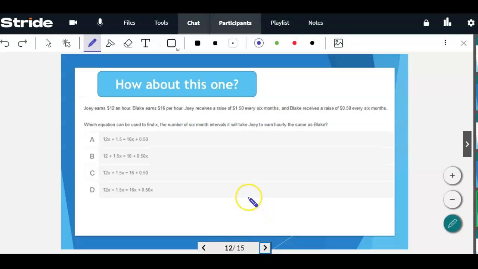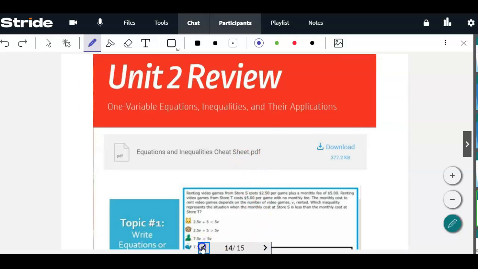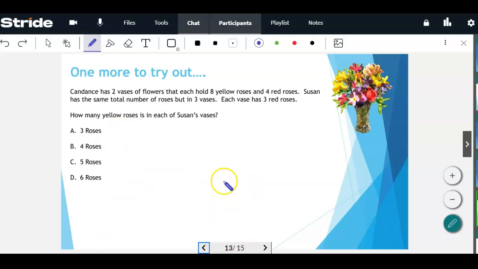Okay, this one we already did. I don't know why it's repeating, or it's similar. Oh, we can just, okay, we do this one. Oh, this one is very different. All right, so it says Candace has 2 vases of flowers that hold 8 yellow roses and 4 red roses. Susan has the same total number of roses, but in 3 vases. Each vase has 3 red roses. How many yellow roses in each of Susan's vases?